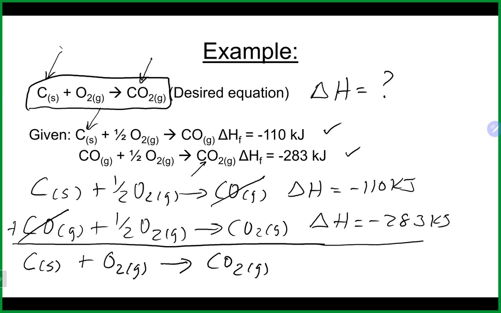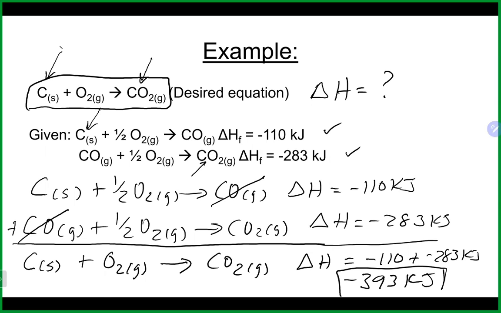To get the delta H of this, we're just going to simply add those two values together: minus 110 plus minus 283 kilojoules, 110 plus 283. There you go. Negative 393 kilojoules. So in this case, we actually did not need to change any of the equations. Sometimes that happens. A lot of times you do need to change some of the equations. Overall, this reaction would be exothermic or endothermic? This would be exothermic. We have a negative value.